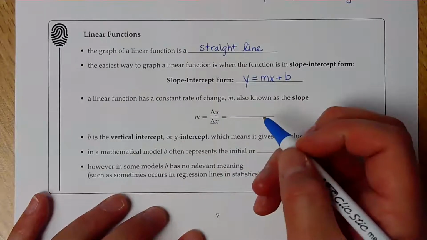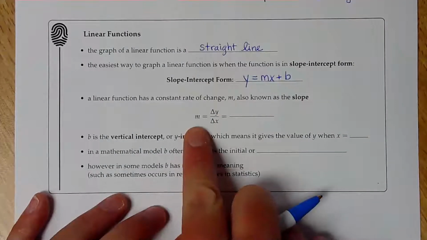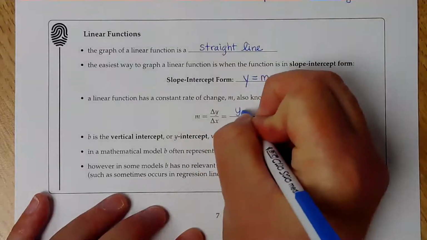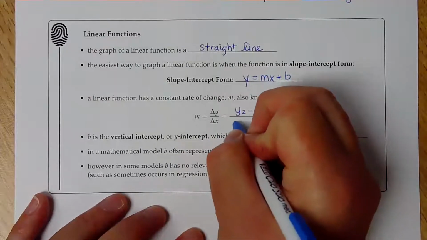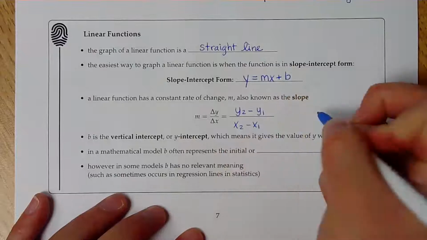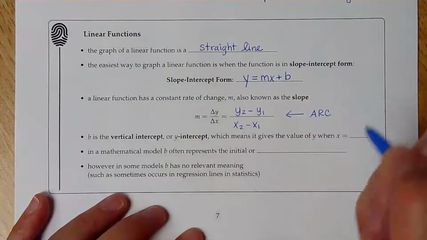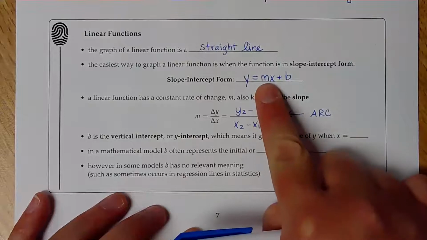It can be positive or negative or zero or even undefined. We'll talk about that in section 1.4. And the formula for this, we're looking at the change in y over the change in x. So it would be y2 minus y1 over x2 minus x1. And that should look a lot like our average rate of change formula from section 1.2. So that gives us the m. The m is the slope.